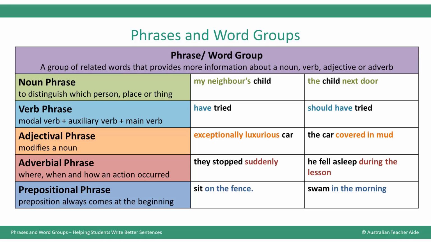Lastly, in a prepositional phrase, the preposition always comes at the beginning and starts with a preposition such as on, over, near, by, in, and so on. A prepositional phrase usually performs the function of an adjective or adverb. For example, on the fence describes where the person or object sat, and in the morning tells us when someone swam.